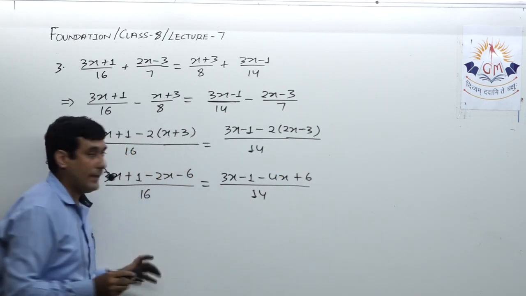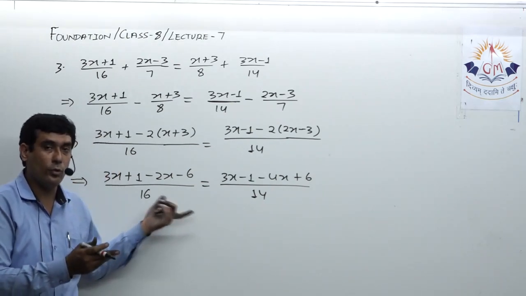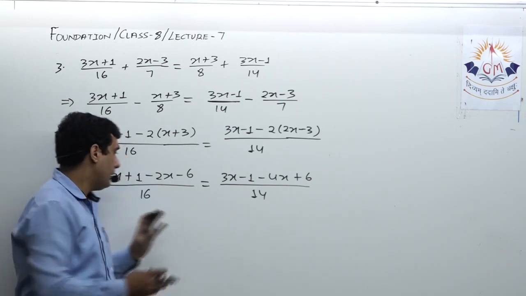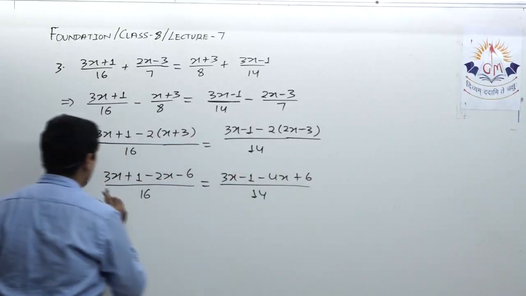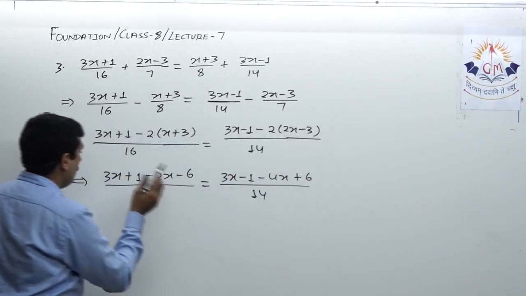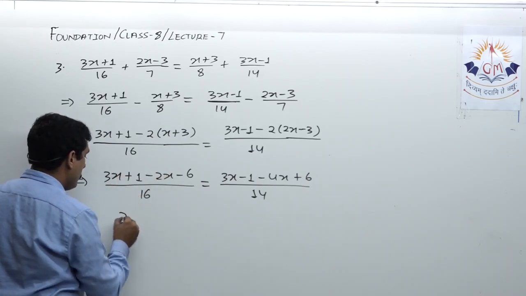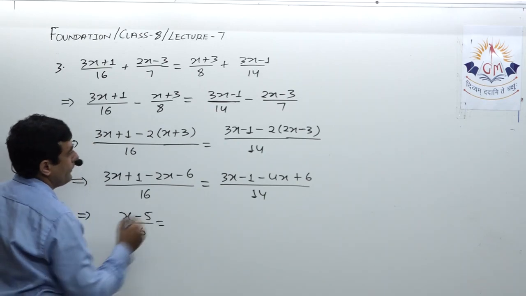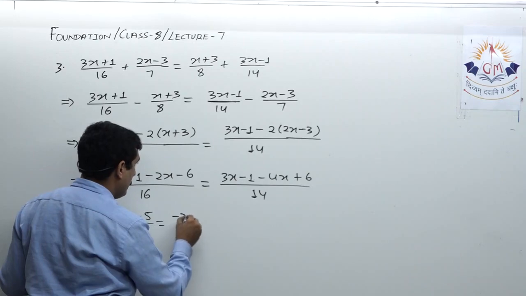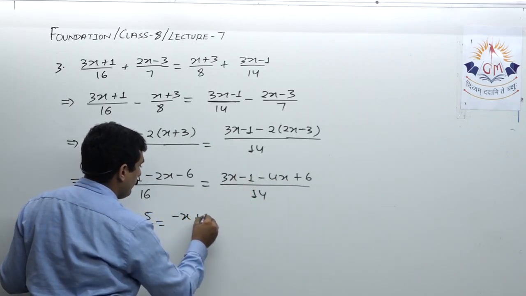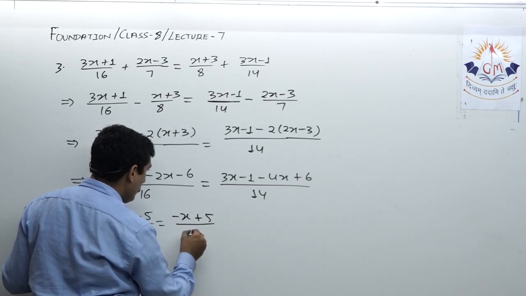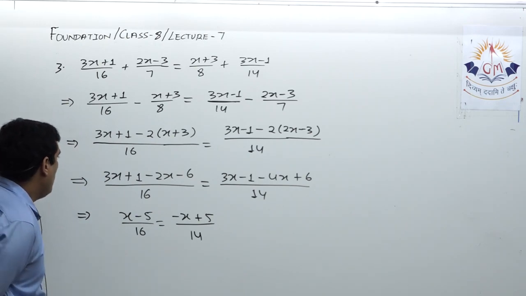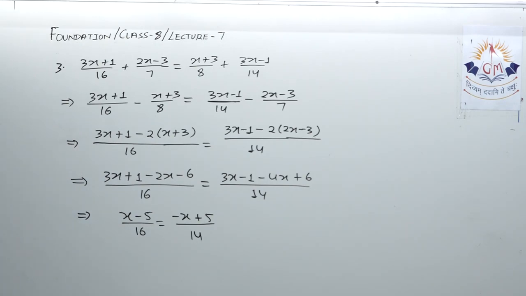Now one more thing that I can do, I can cancel 14 and 16 by 2, and write over here 8 and over here 7. But what I will do, I will take this 16 on that side, then it will be easy to understand. Now 3x minus 2x is x, 1 minus 6 is minus 5 upon 16 is equal to 3x minus 4x is minus x, 6 minus 1 is plus 5 upon 14. Okay, so solve it further, then I will give the further solution.